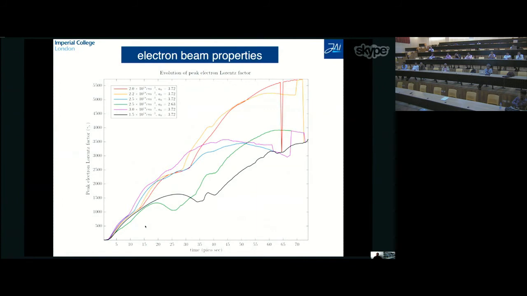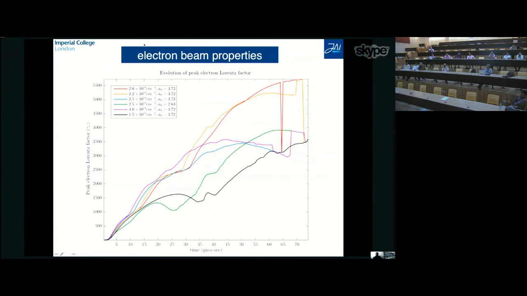And now let's quickly take a look at the properties of the electron beam that we observe in the simulations as well as the experiments. The first thing that I would like to point out is that what I'm plotting here is the peak electron Lorentz factor. That is just the maximum Lorentz factor of the electrons in these simulations. As most of you know, the beams accelerated using laser plasma accelerators are not ideal beams, in the sense that they don't have a monoenergetic spectrum. They have a large energy spread. So in this plot, I'm just plotting the highest Lorentz factor amongst all the particles.